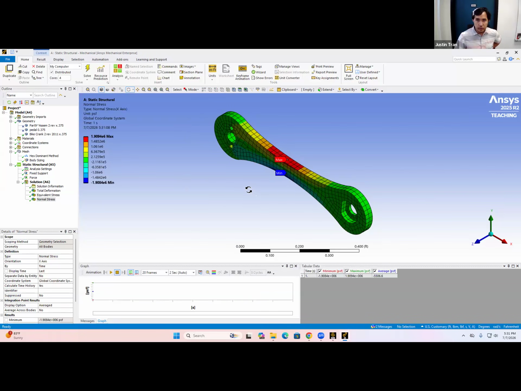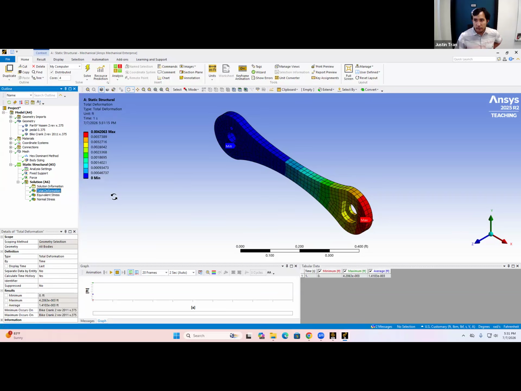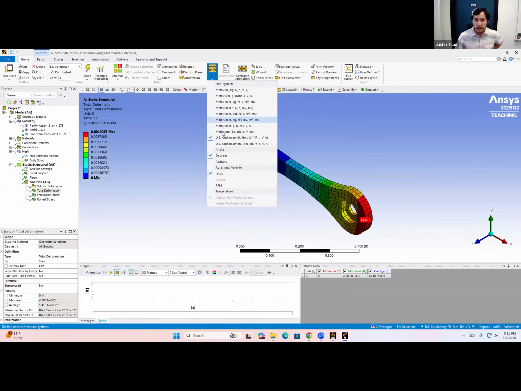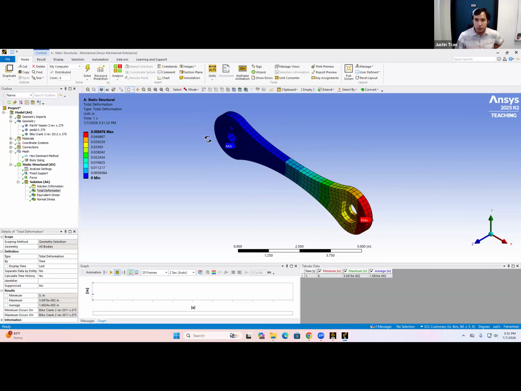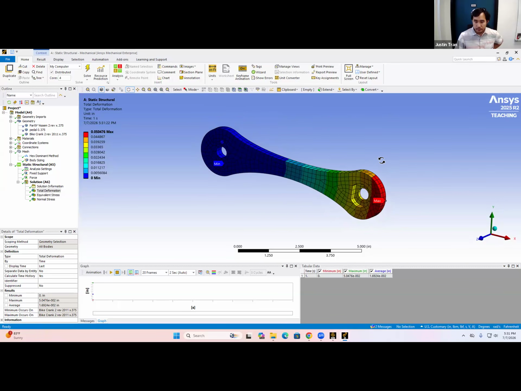Okay, here we have the results. Let's look at the deformation first. Deformation usually is the easiest to look at. Let me change my units so we're in inches, which is a bit more useful. Deformation is always pretty easy because we have our fixed support on this side and our force on this side, so we know the deformation should be highest as we move further away from the fixed support. That matches up nicely.